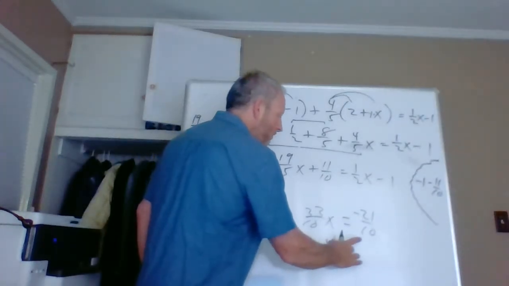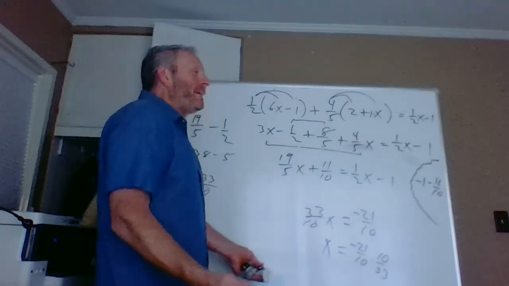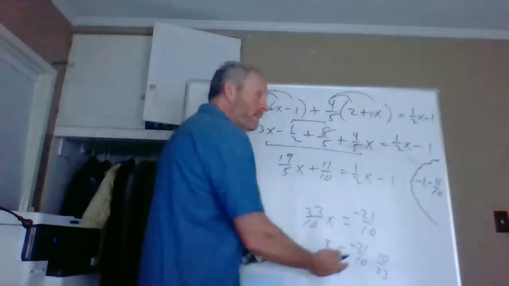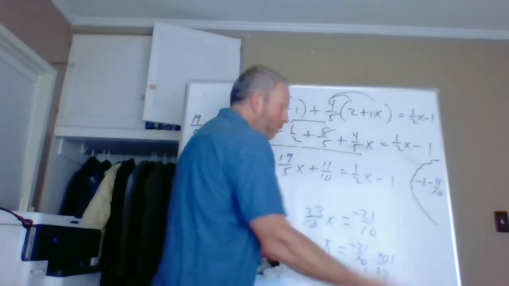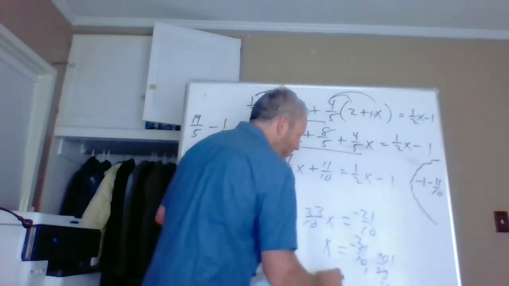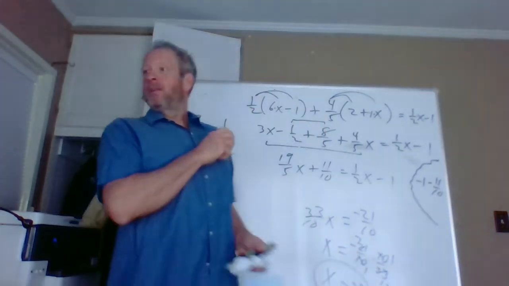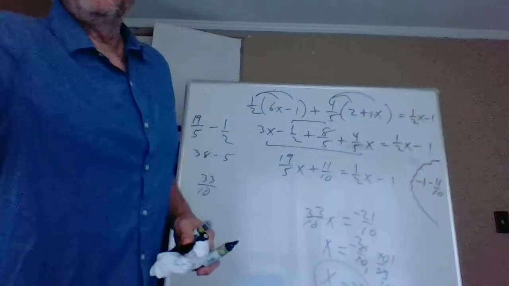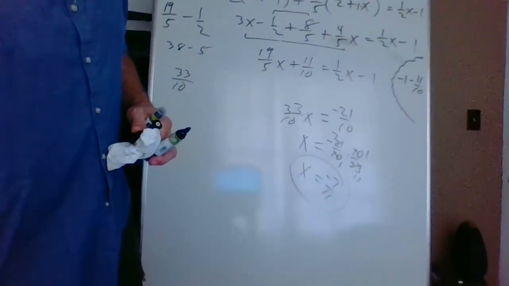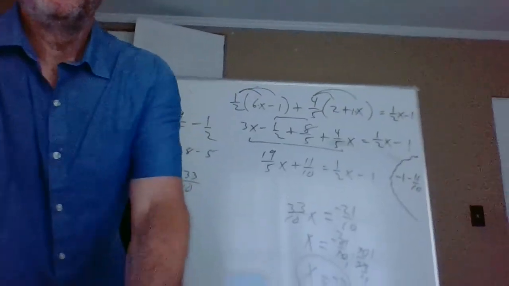What will I have over here? Well, I'll have negative 21 over 10 times 10 over 33. You notice I didn't plan this out, but I'll take advantage of the fact that we get some really nice cancellation going on here. 10 goes in 10 once, and lo and behold, 3 goes in here 7 times, and 3 goes in here 11 times. So we have x equals negative 7 over 11. Let's see if that's visible on screen. Oh, not. So, there, negative 7 over 11. I guess it's not really necessary right now.